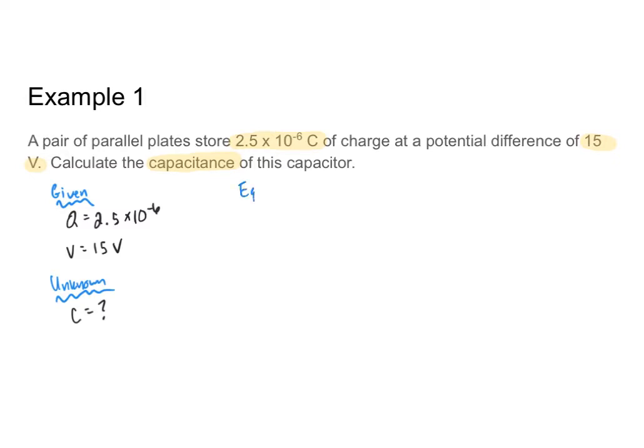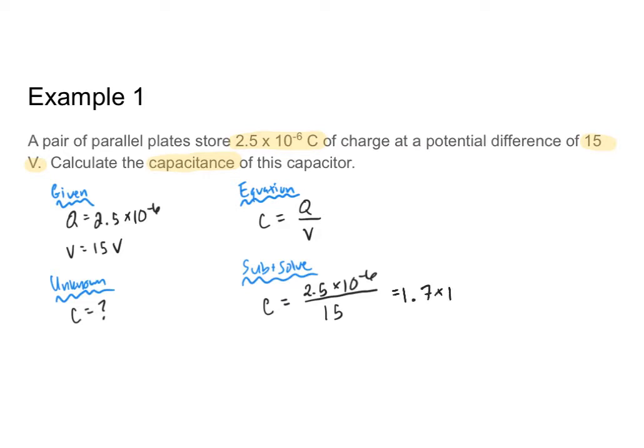Our equation is nice and simple. It's the one we just learned: capacitance is equal to the charge held by the capacitor at a given voltage V. So we can go ahead and quickly sub and solve. Our capacitance for this problem is 2.5 times 10 to the negative 6 divided by 15, or 1.7 times 10 to the negative 7 farads.